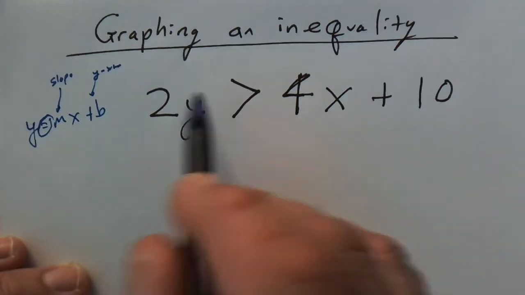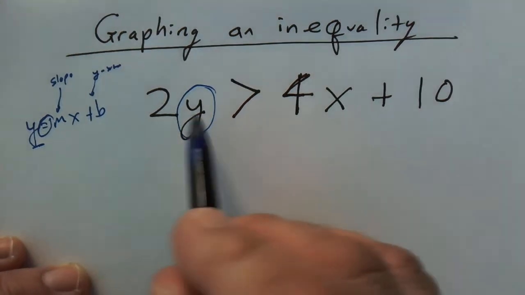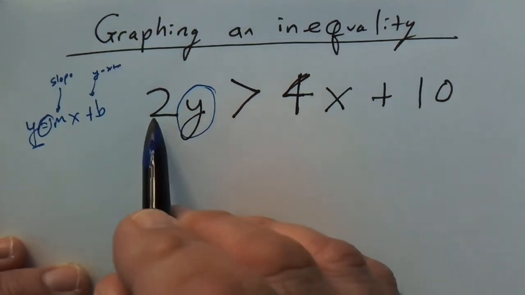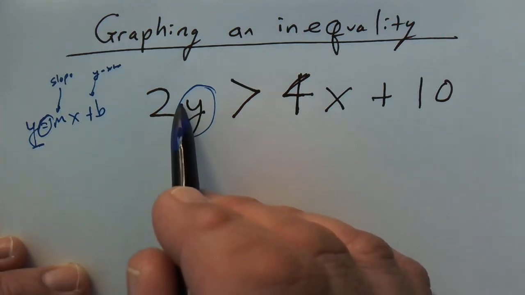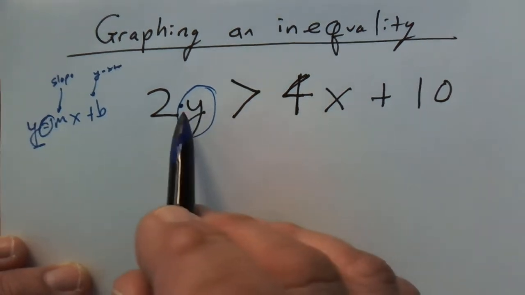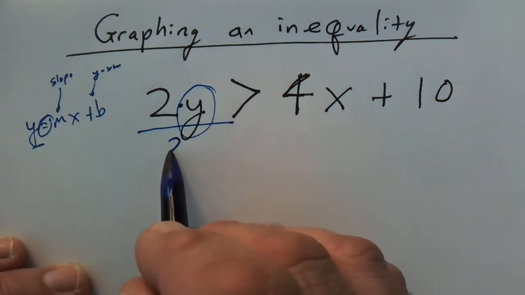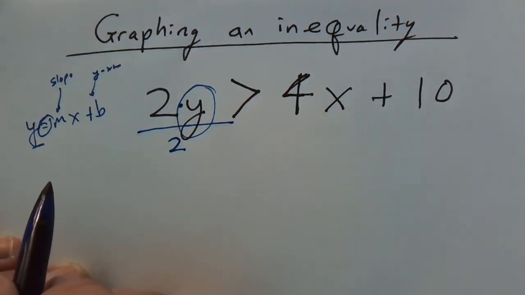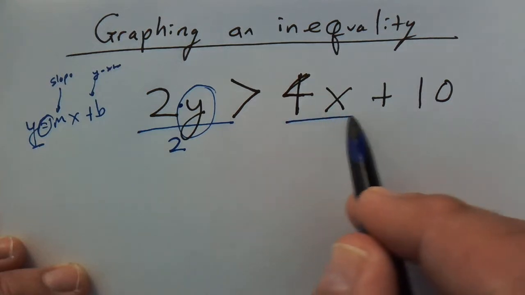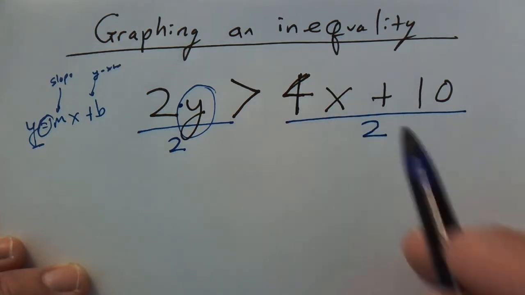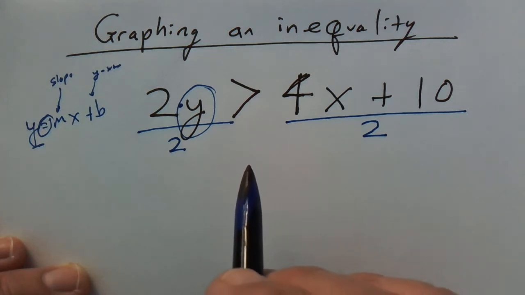First thing we want to do is get the y by itself, right? Because that's how it is over here, by itself. So we got to get rid of the 2 that's in front of the y. The relationship between the 2 and the y is multiplication. It's right next to each other, so there's an invisible multiplication sign there. So to get the 2 out of there, we do the opposite. The opposite of multiplication is division, so we divide this side by 2. Whatever we do to one side, we must do the same to the other side. And we need to do it to the entire other side, such as that.